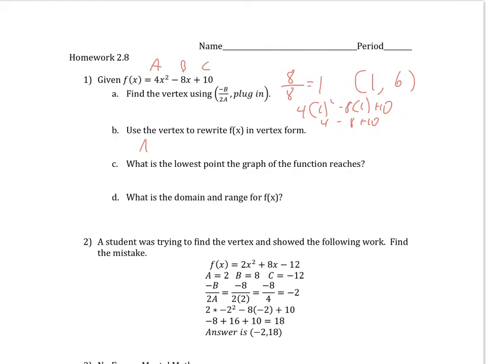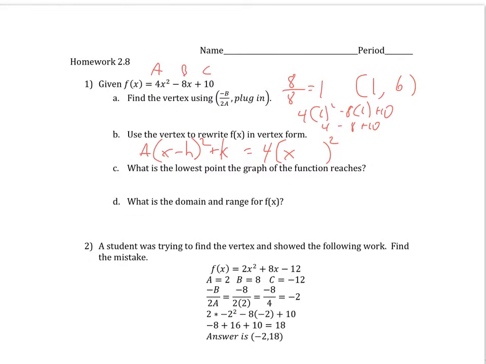Letter B says use the vertex to rewrite the function in vertex form. Vertex form is the a number times x minus h squared plus k, where h and k is the vertex, and the a number is the same a as in standard form, so a is 4, and then we have these parentheses squared. Remember that the formula has a minus sign built into it right here, and we're about to plug a positive number into that, so that's going to look like x minus 1 squared, and then the k is the number 6, so plus 6.